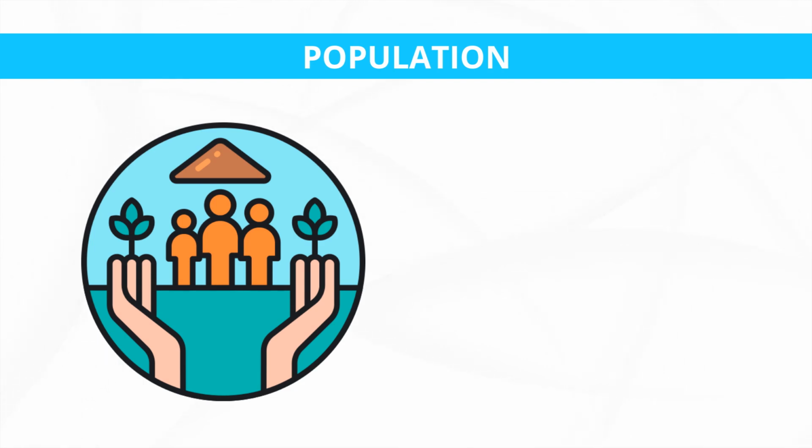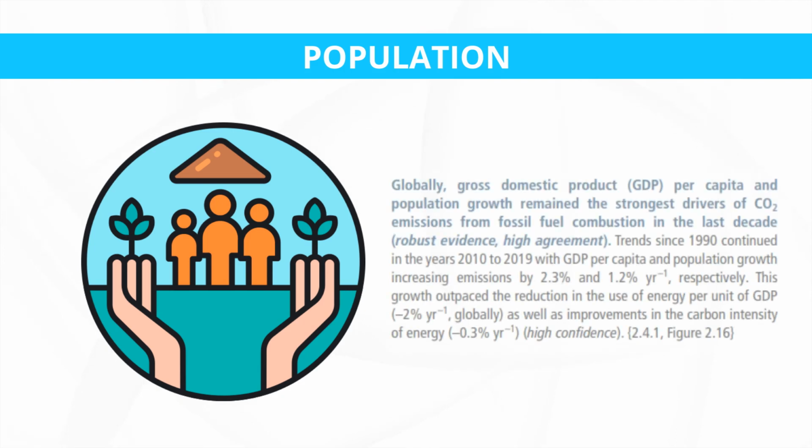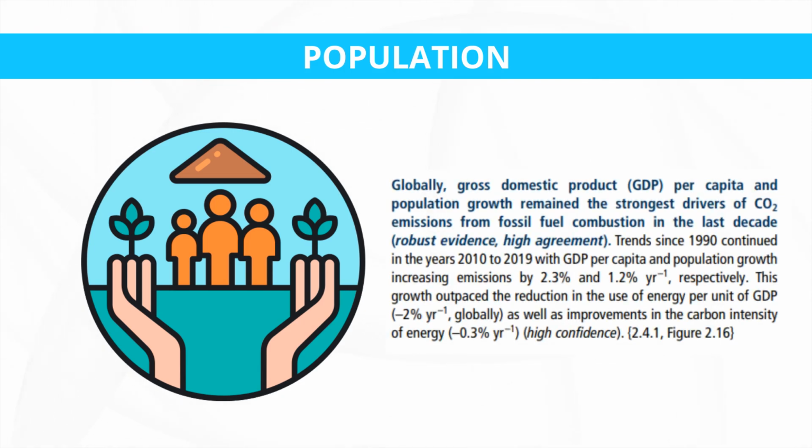There's the Intergovernmental Panel on Climate Change, the IPCC, which is a group of world scientists from around the world, and they put out periodic assessment reports. And the latest, assessment report number 6, just came out a couple of years ago, and they said, in the body of the scientific report: Globally, GDP per capita and population growth remain the strongest drivers of CO2 emissions from fossil fuel combustion in the last decade. And they said that those two things dwarfed any improvements in the reduction in the use of energy per unit of GDP, which is another one of those terms, as well as improvements in the carbon intensity of energy.